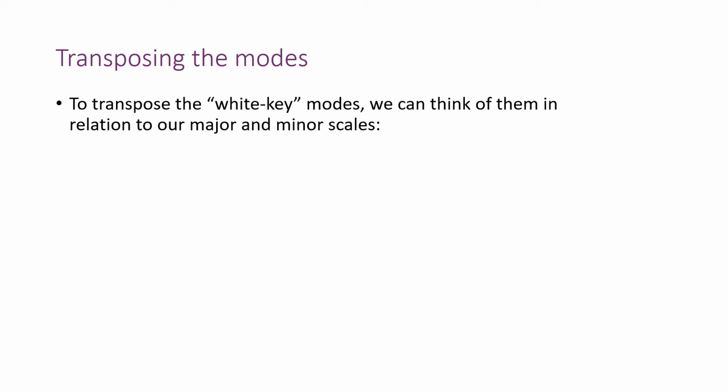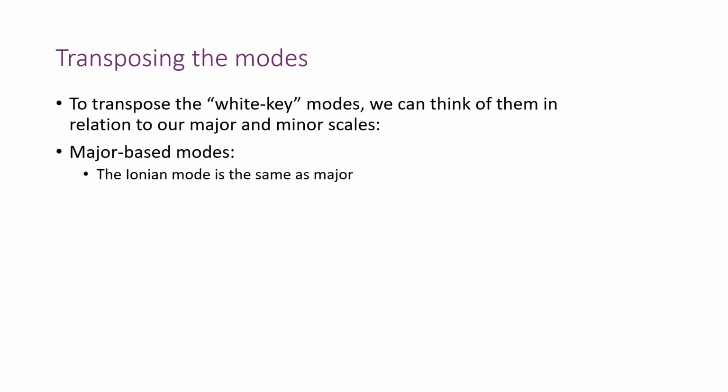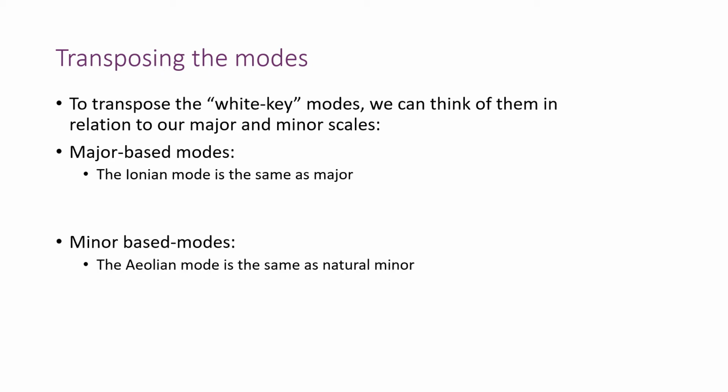So the chart we were just looking at only included the white key modes, but we can transpose the modes to begin on any pitch, and one easy way to do this is to think of them in relation to major and minor scales. Now, of course, the Ionian mode is identical to the major scale, and the Aeolian mode is the same as a natural minor scale, so we can easily think of those modes in those terms.